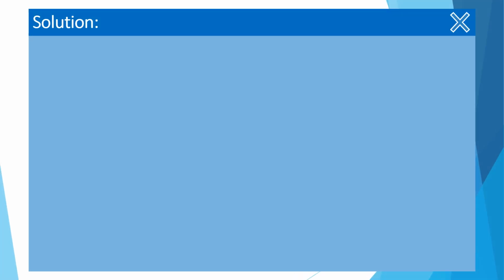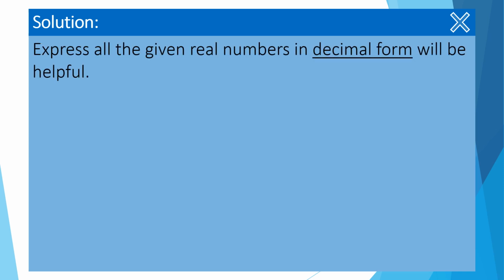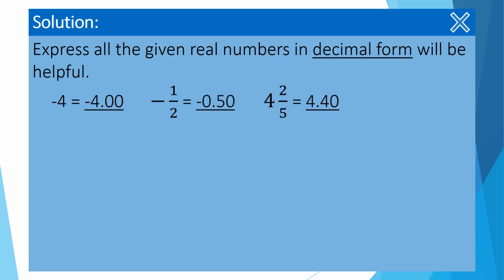Okay, let's have the solution. Express all the given real numbers in decimal form will be helpful. So, i-convert natin lahat ng given kanina sa decimal number or decimal form para malaman natin o madali nating i-arrange from lowest to highest. So, eto yung mga conversions. Negative 4 will be negative 4 pa rin. Lagyan natin ng 0.00 para pare-pareho silang nasa nearest hundredths. Negative 1/2 is equal to negative 0.50. Next, 4 and 2/5 is equal to 4.40.